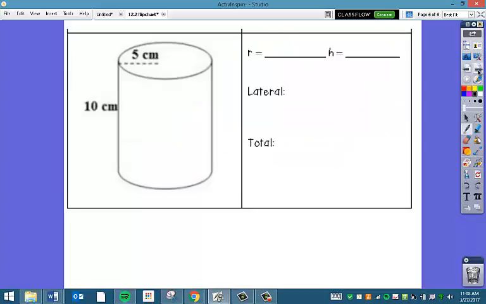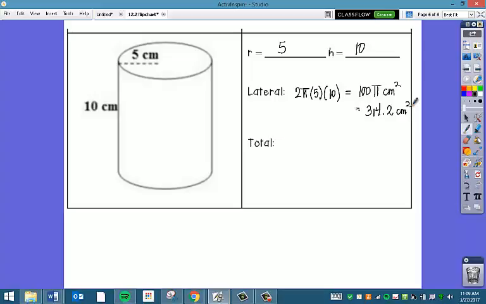Go ahead, pause the video, try this one on your own, and then check it. Cool. My radius is 5. My height is 10. So my lateral is 2 pi times 5 times 10. So that is 100 pi centimeters squared. Or if you typed in the pi button in your calculator, that would give you 314.2.